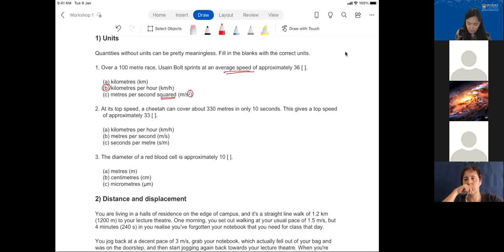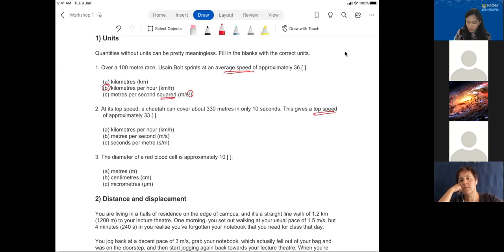Okay, so the next question: at its top speed, a cheetah can cover about 330 meters in only 10 seconds. This gives a top speed of approximately 33 something.